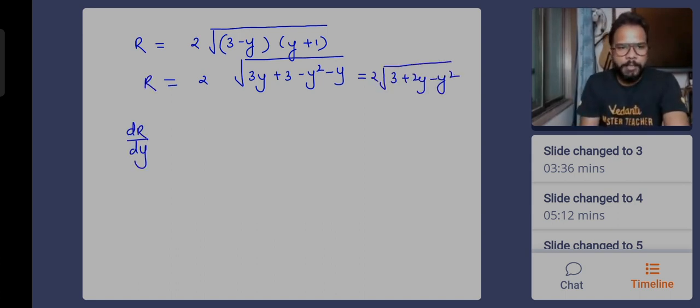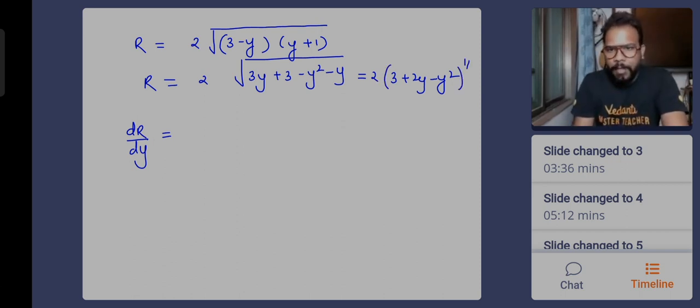Now when we are going to differentiate dR by dy, I hope you still remember some of that. First of all, you can write this as power half. So chain rule. How many of you still remember chain rule? याद है?